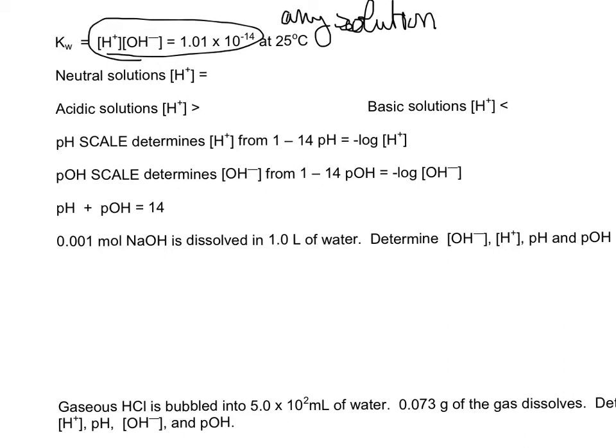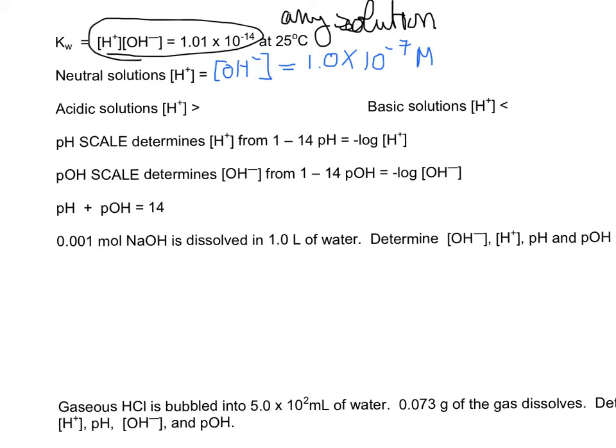So this will apply to any solution, not just water. If you take the H plus concentration times the OH minus concentration for an acid, a base, or a neutral solution, it's always going to be 1.0 times 10 to the negative 14. Now, if you have a neutral solution, then the H plus concentration will be equal to the OH minus concentration, just like in water. And so both of them will be 1.0 times 10 to the negative 7th molar. So that tells you that it's a neutral solution.